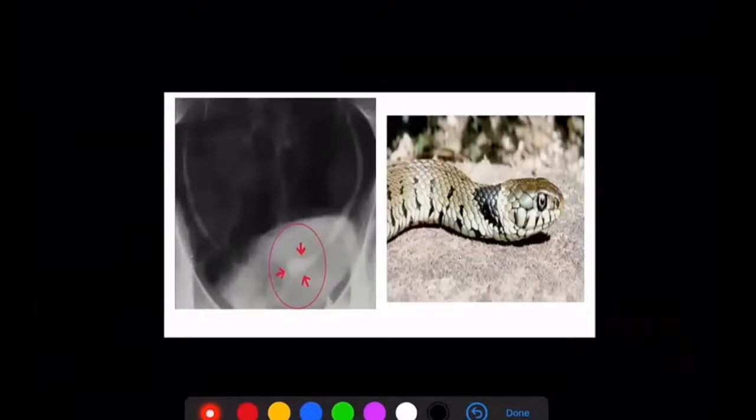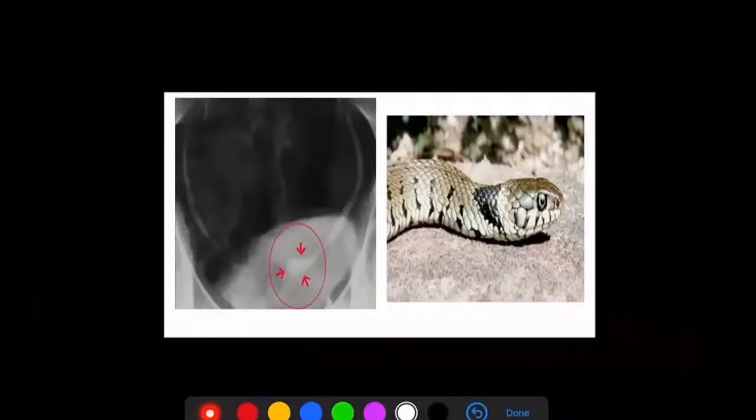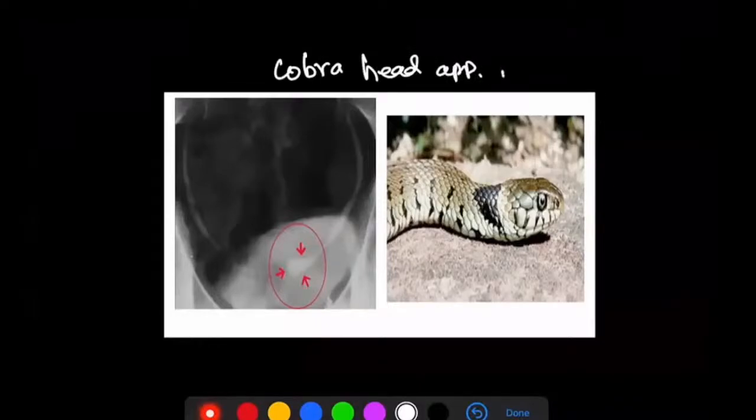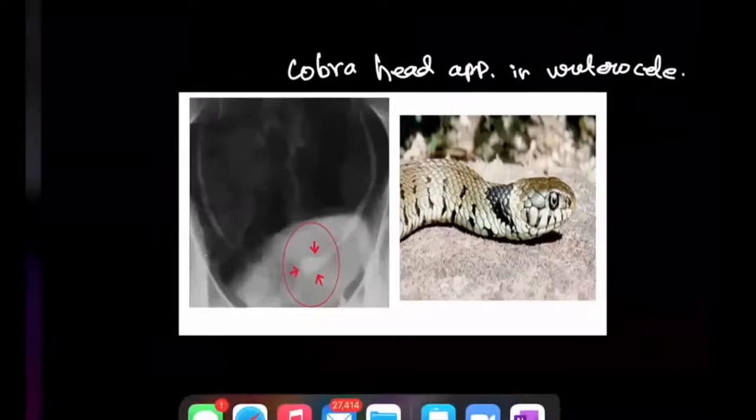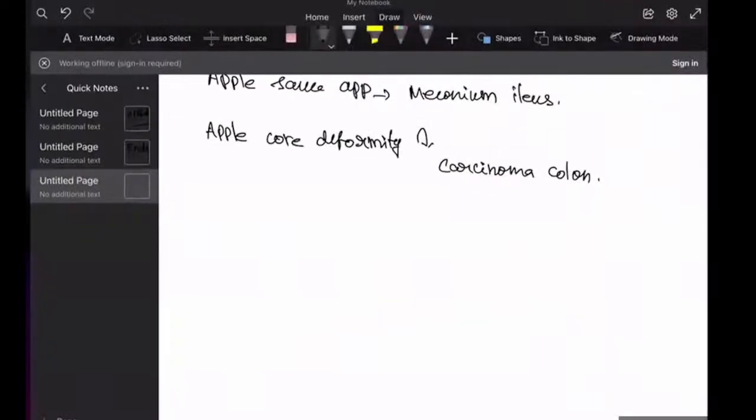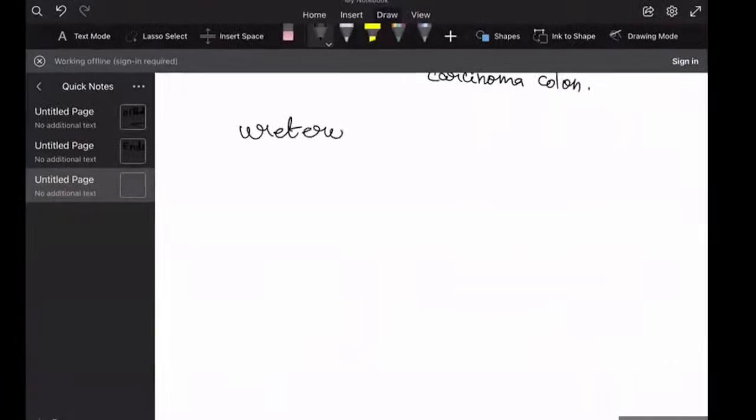Cobra head appearance seen in ureterocele. Very good. Ureterocele. So the last picture, geographic skull is seen.